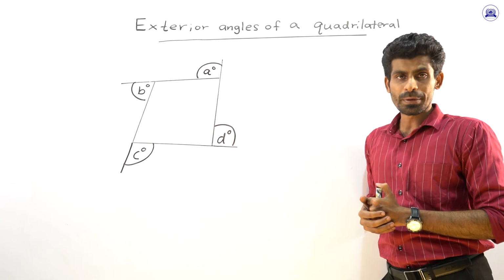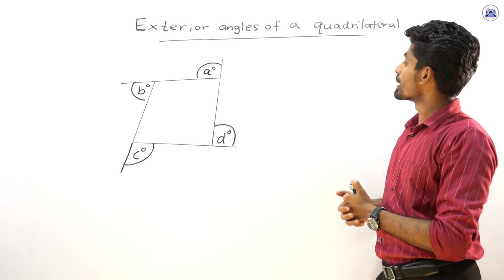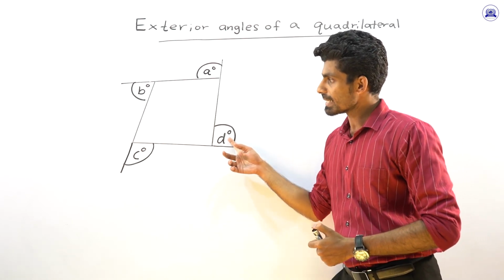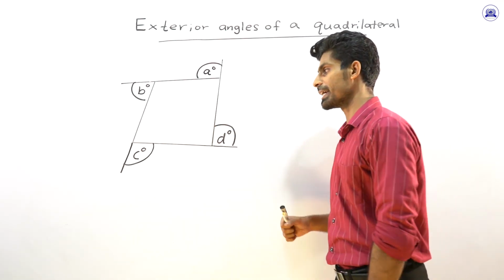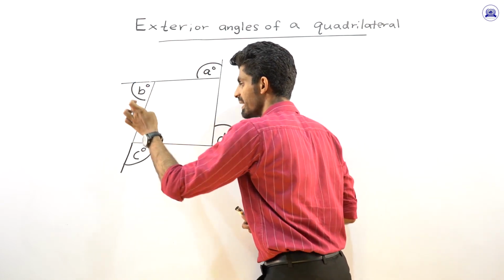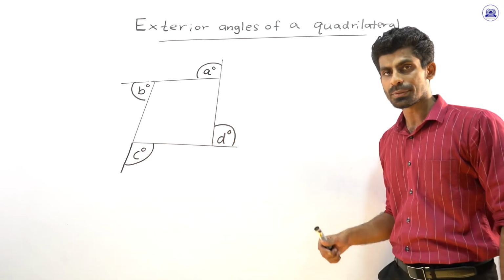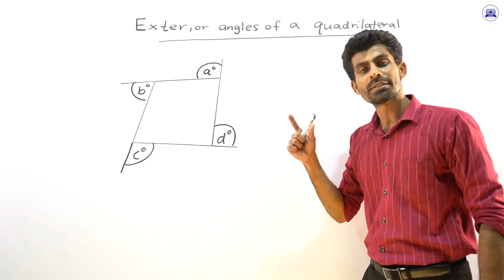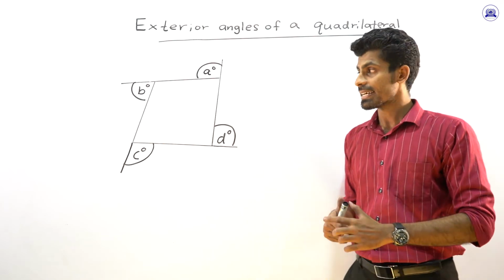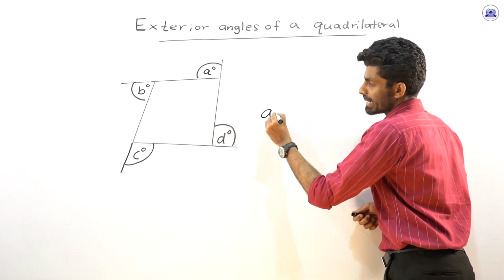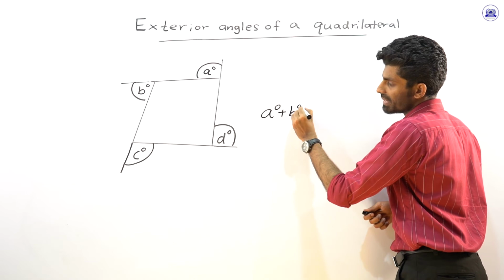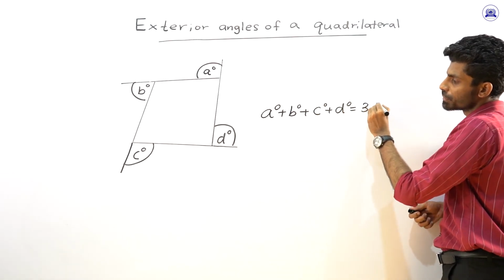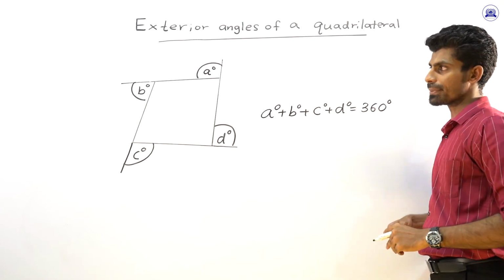Exterior angles of a quadrilateral. So what are the exterior angles of the quadrilateral? You can see how many exterior angles there are in a quadrilateral: A, B, C and D. I have clearly marked them A, B, C, D. So what about those exterior angles? The theorem says that A plus B plus C plus D equals 360 degrees.